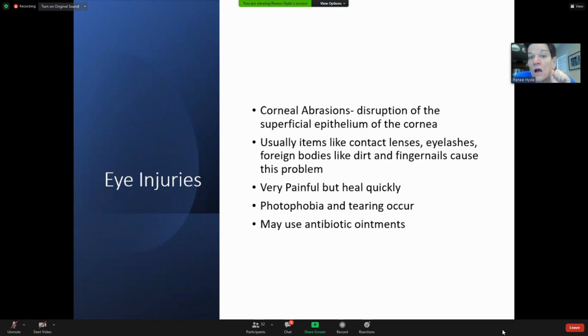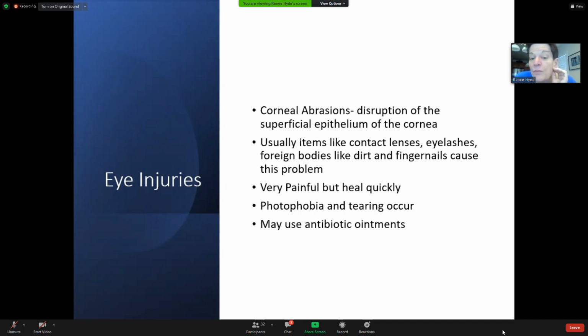Photophobia, not fear of light, but sensitivity to light, absolutely; you can't stand to keep your eyes open because it hurts so much. Copious tearing occurs because that eye is trying to flush whatever that foreign body might be to get it out, because it's causing damage to that cornea.